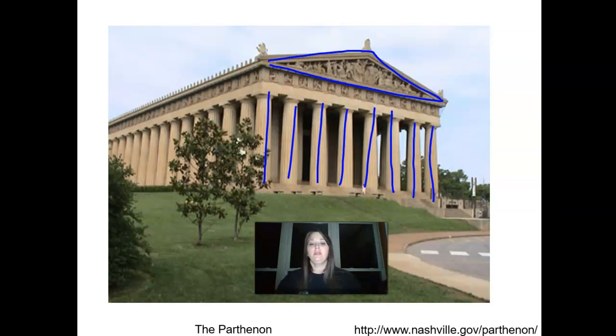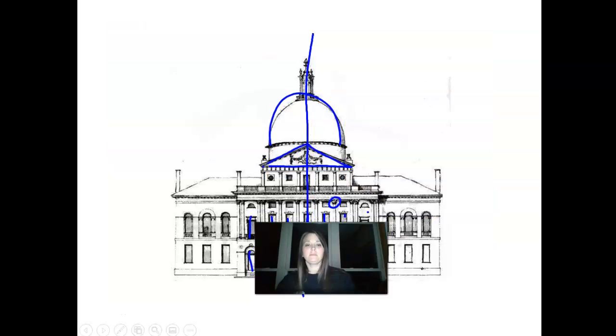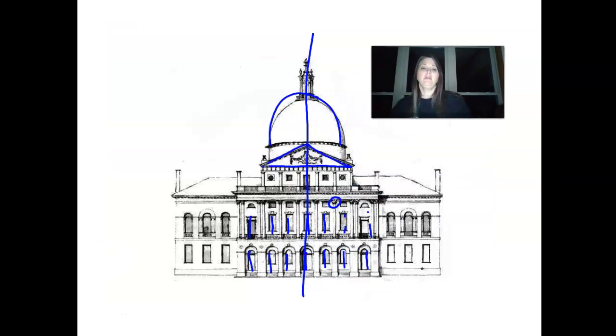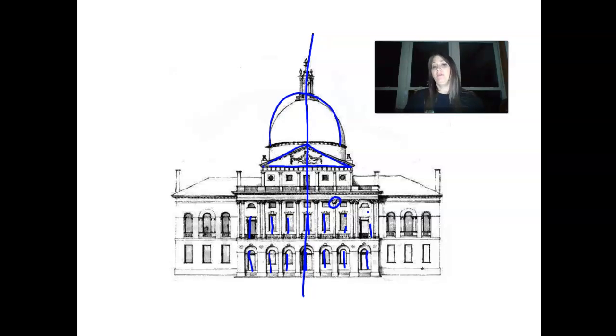So when you look at the Parthenon here, you see I've drawn in with my lovely blue pen here that there is a triangle at the top. You've got these columns, and then they are evenly spaced. So you're looking at symmetry and you're looking at proportion. So the same is true with a lot of the images that we have for government.